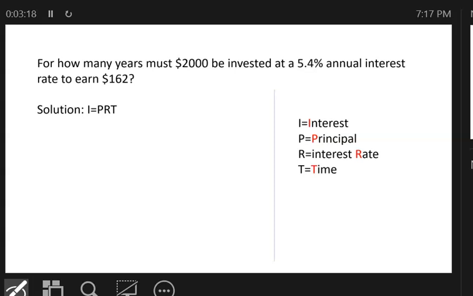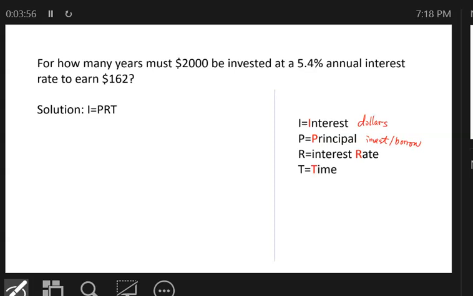I equals PRT. I means interest, which is a dollar amount. Usually when we invest money, we earn interest, so it's how much money, how many dollars, we earn. And P represents the principal, which is the money we invest, or save at the bank, or the money we borrow from the bank.